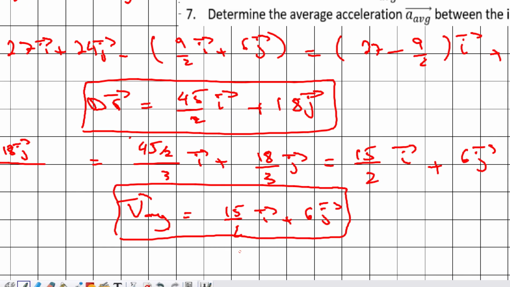So this is a vector quantity. We can determine the average speed between these two instances by considering the magnitude of this vector.